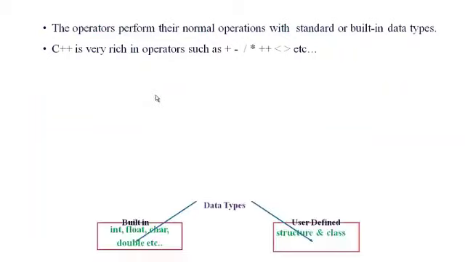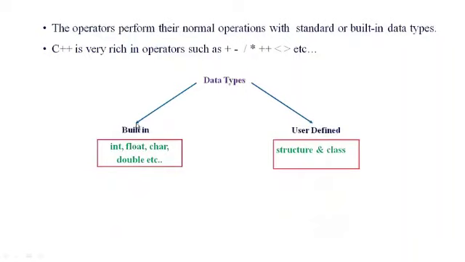There are two types of data types: built-in data types and user-defined data types. The operators perform their normal operation with standard or built-in data types, such as plus, minus, division and so on. These are used to perform a particular operation on operands. All these operators are written in such a way that they operate only on built-in data types.